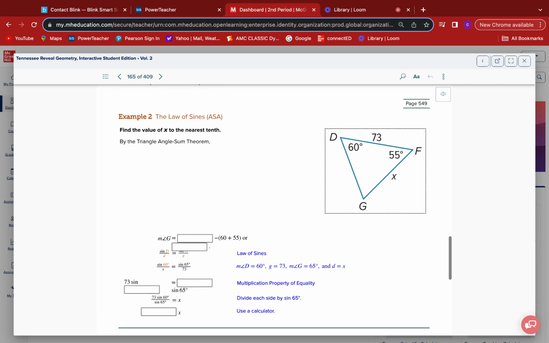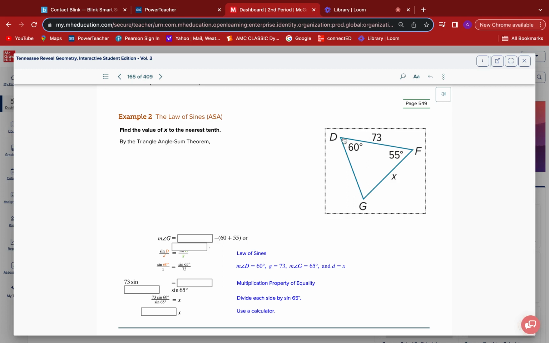I do not have a matching set. Now it says to find the value of x, which is little d, because it's sitting in between f and g, and that's opposite to angle d, which is 60. So these are the two things that are going to go together, sine of 60 over x. But I don't have angle g. I have little g, but I don't have angle g. So this is what I tell my students is a trick question.